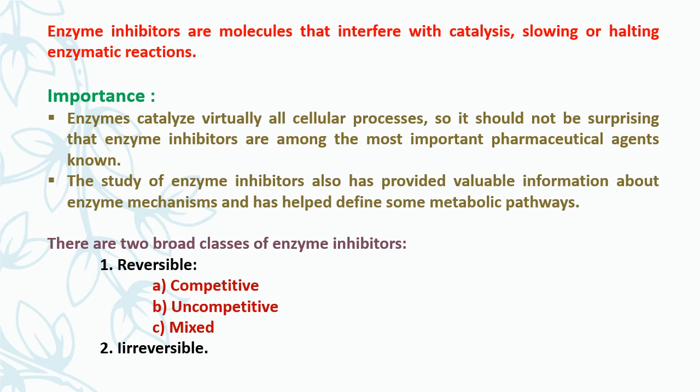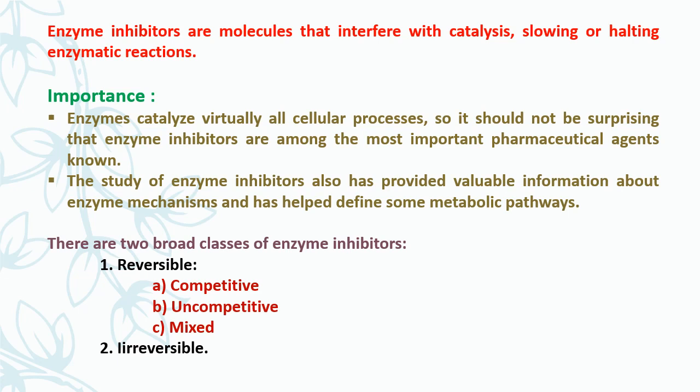Now, what are enzyme inhibitors? Enzyme inhibitors are molecules that interfere with the catalysis process, either by slowing or by halting the enzymatic reaction. That means in our body system there are so many reactions that are catalyzed by one or another enzyme. So if we inhibit the enzyme action, we can slow down the rate of catalysis, or we can completely halt the enzymatic reaction with the use of enzyme inhibitors.